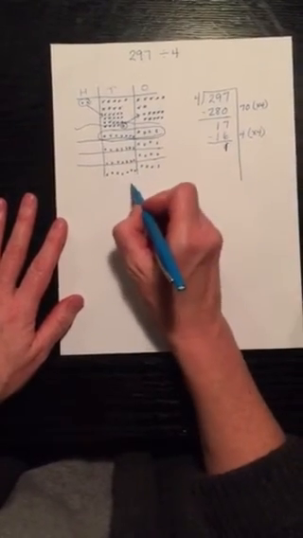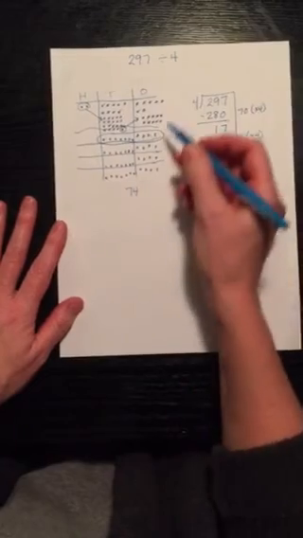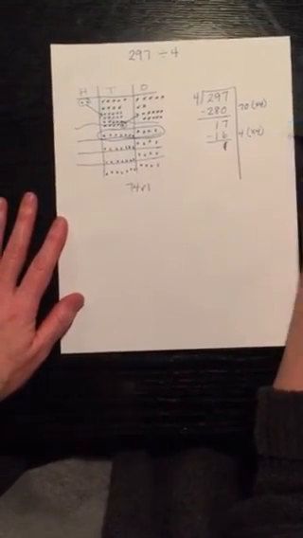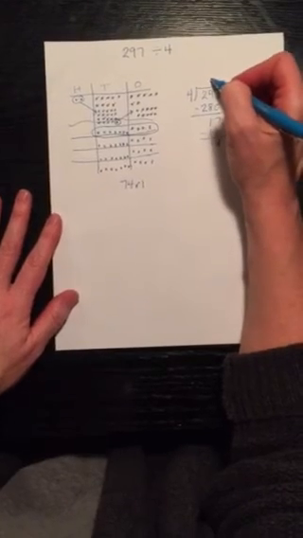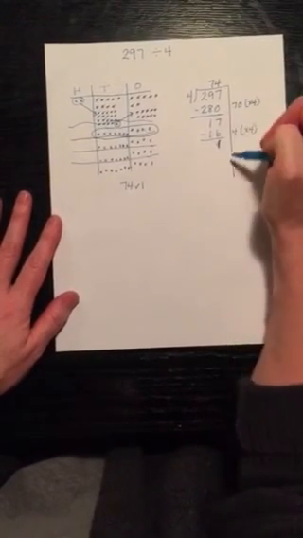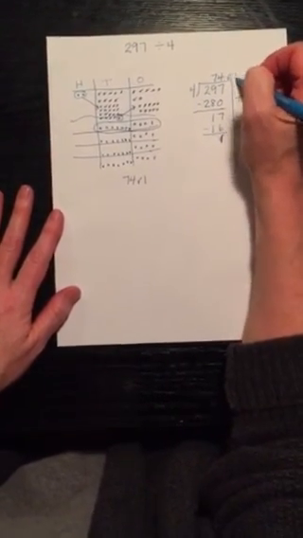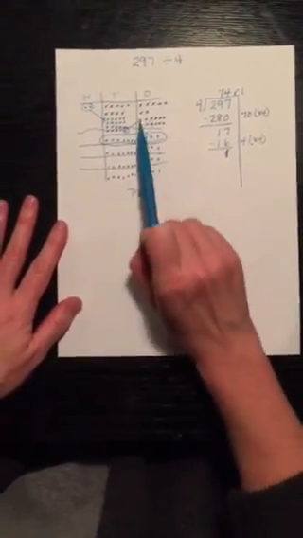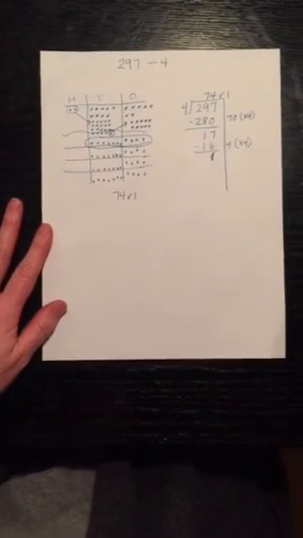So over here, my quotient is 74, and then I have that 1 remaining. When I add my partial quotients in this form, I have 74 and I have 1 remaining. So that is how we would solve it with our place value chart and partial quotients.